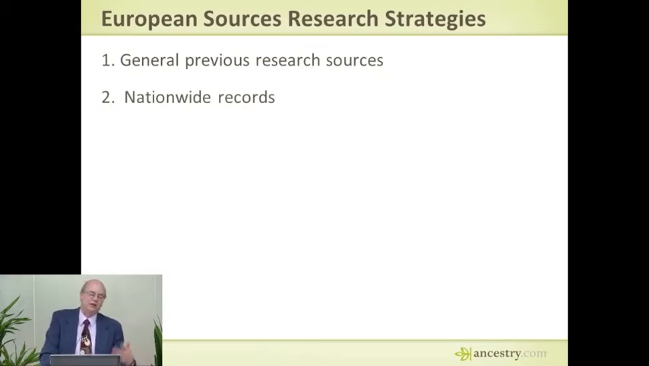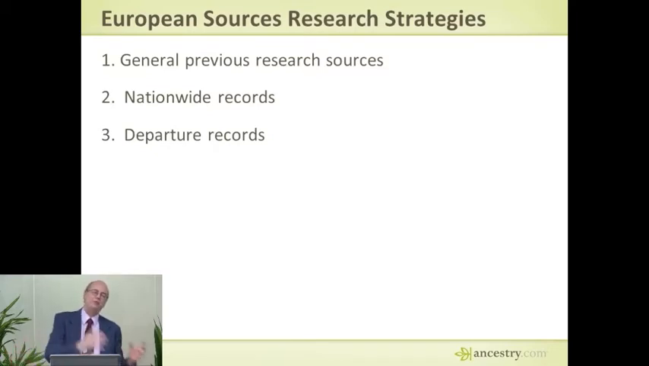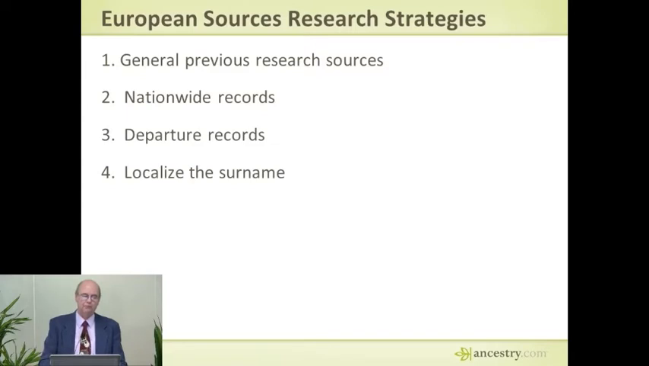Many of these countries, or at least some of them, have some nationwide records. In England, you might be able to look at a census record or civil registration records. So for some nations, they have broad records you can look at to try to find your ancestor. For many of these nations, there are departure records, not just the passengers coming into America, but there are records of people who left Germany, who left England, who left Scandinavia. And you can look for your ancestors there as well.